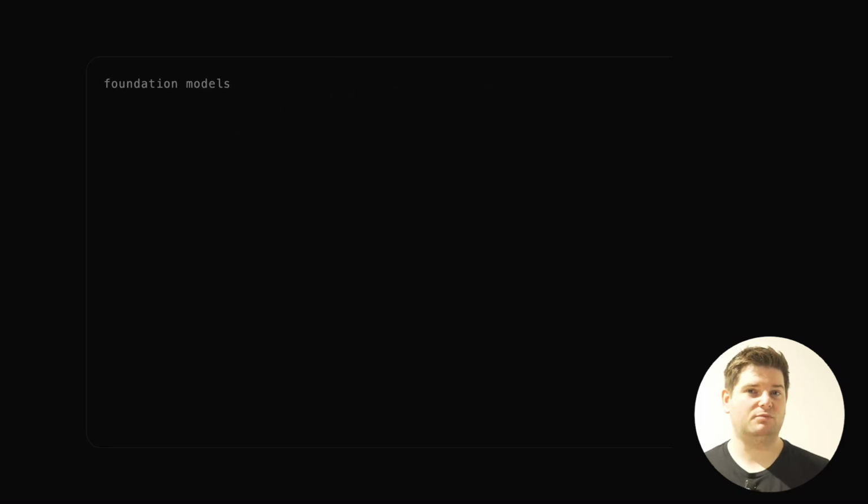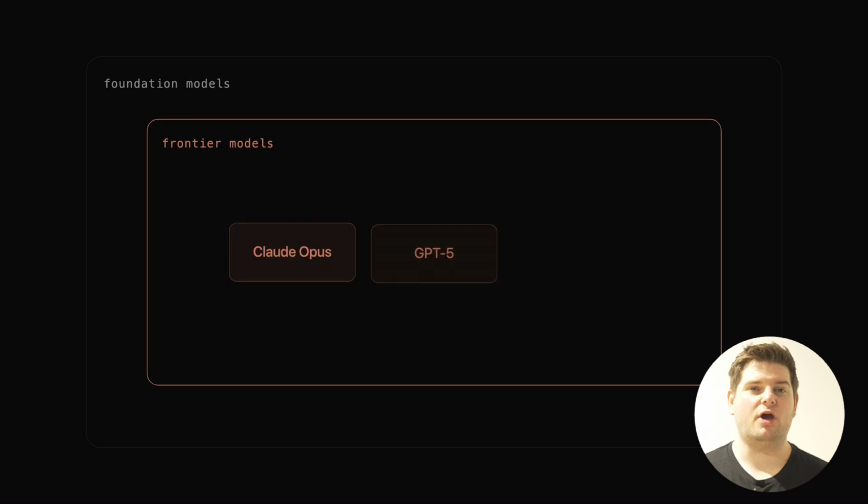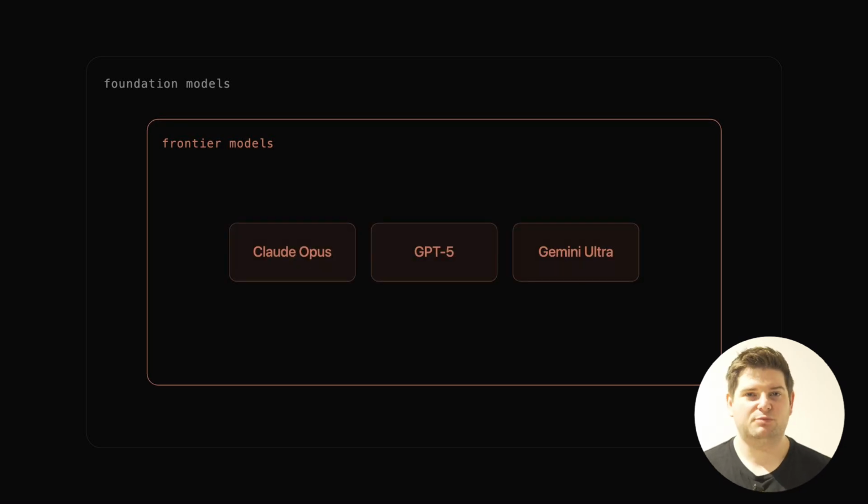You'll also hear foundation model or frontier model. Don't overthink the distinction. Foundation model is the broader category. Frontier model is the marketing term for the biggest, smartest ones currently available. Frontier just means current top of the line.